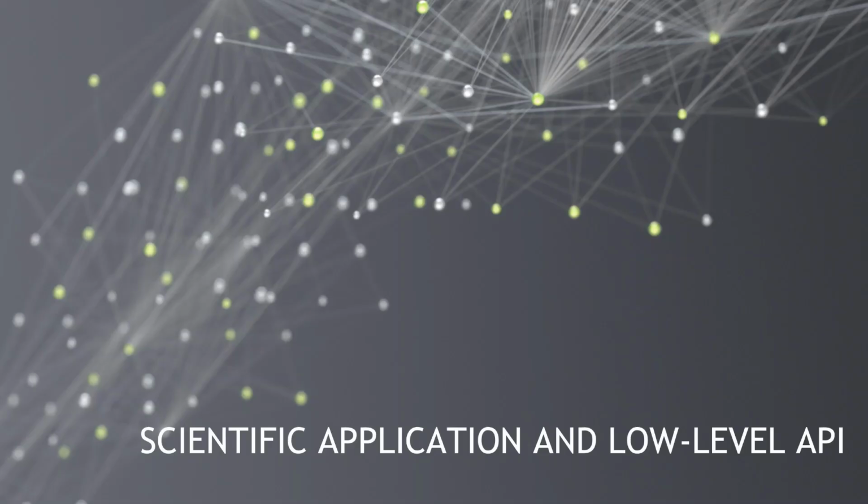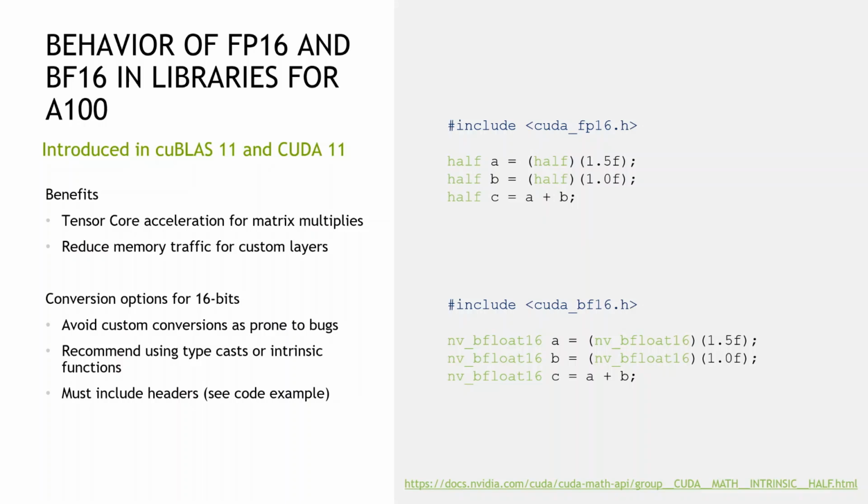Now let's discuss TensorCores scientific applications and the low-level API. You can use the C++ API to program TensorCores behavior. You can get fast matrix multiplications in your C++ programs with reduced memory traffic. On the right side of the slide, you can see simple examples of C++ usage, and there are examples for FP16 and bfloat16 formats. We discussed the bfloat16 format previously.